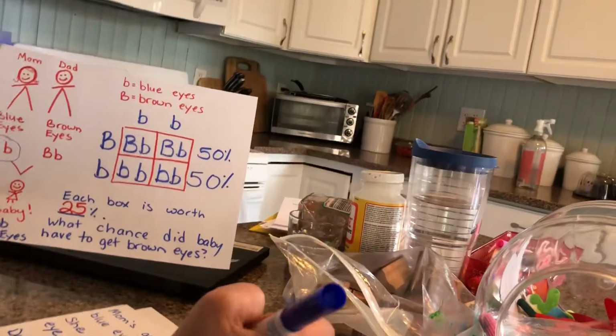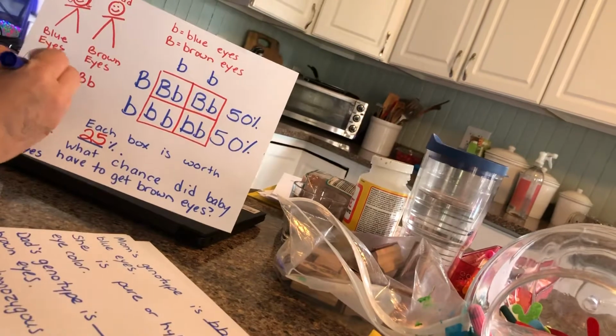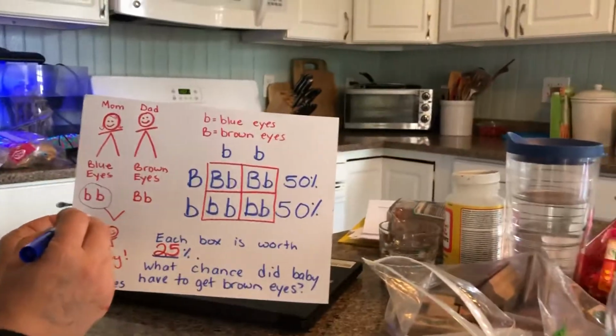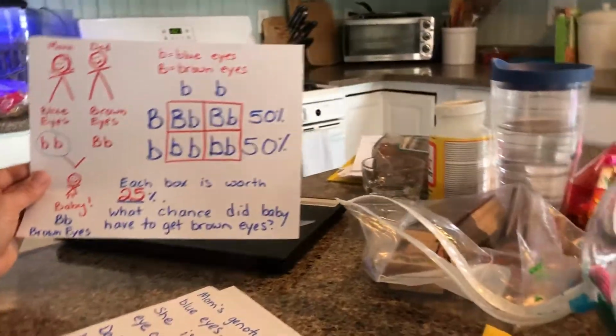She is pure or hybrid for eye color. Well, the mom has 2 little b's. She's pure for eye color. So I'm going to circle pure on my paper. Can they see that circle pure on there? Let me point this down.